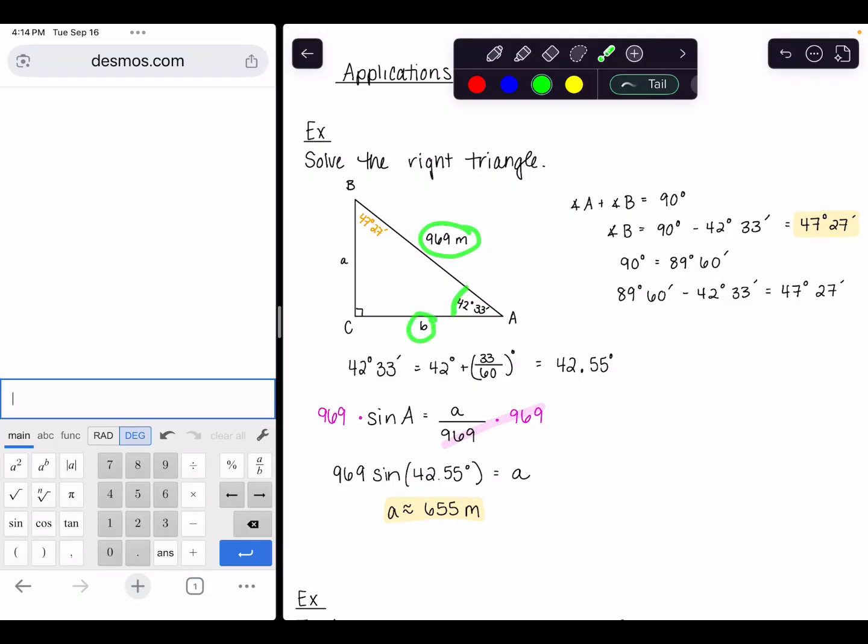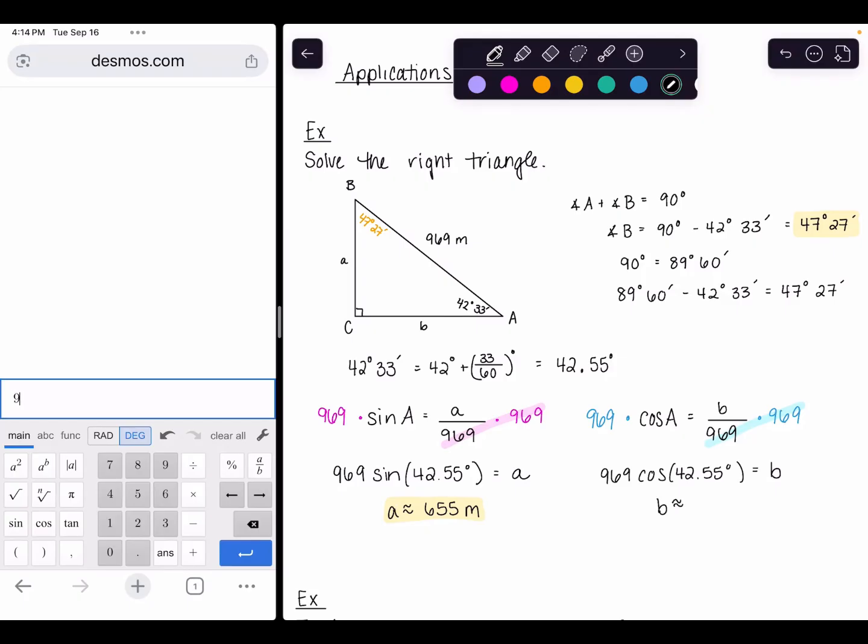So side B is going to be adjacent to the given angle. So if I look at cosine of angle A, that's equal to B over 969. So solving for B, we go ahead and multiply by 969. That makes these two cancel out. So 969 times cosine of 42.55 degrees will be side B.